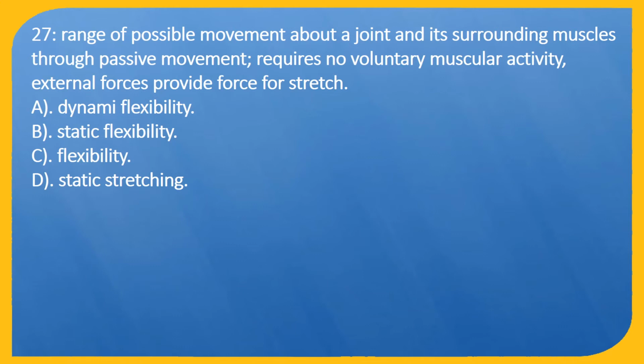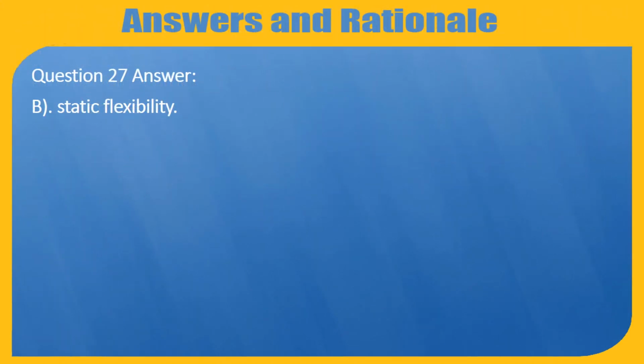Question 27. Range of possible movement about a joint and its surrounding muscles through passive movement, requires no voluntary muscular activity. External forces provide force for stretch. A. Dynamic flexibility. B. Static flexibility. C. Flexibility. D. Static stretching. Question 27. Answer: B. Static flexibility.